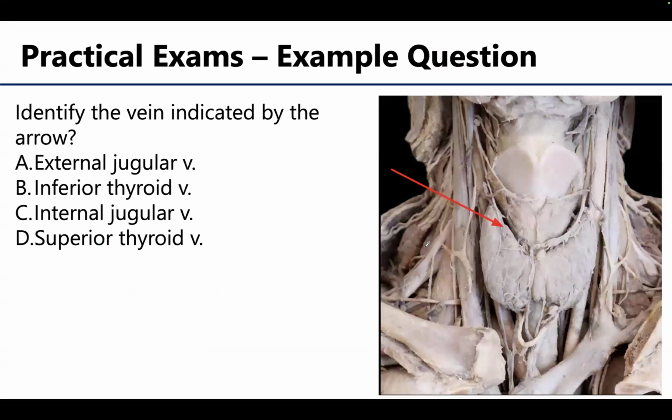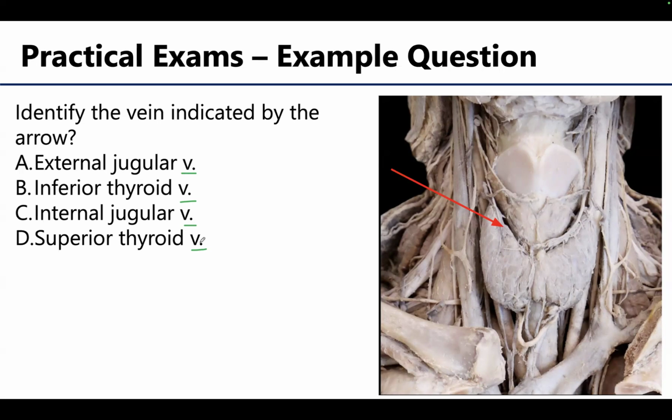All right, this slide provides an example question with an embedded image. This is very, very similar to what you will see on the practical. In this, we are asking you to identify the vein indicated by the arrow. You see that there are multiple choices here: external jugular vein, inferior jugular vein, internal jugular vein, superior jugular vein. One thing I want you to note is that all of the structures on this list are veins, or on these choices. So we only have veins as answer choices.